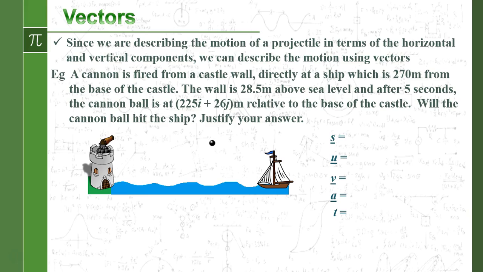Well, let's first of all deal with SUVAT, and because we're dealing with it in vectors, we don't need to separate out into horizontal and vertical. We can just deal with the whole thing in one go. So let's have a look at what we've got. Our displacement is 225i plus 26j. You'll notice it says in the question relative to the base of the castle. So we're taking the base of the castle, this point down here, as essentially being our origin, and everything is going to be relative to that.